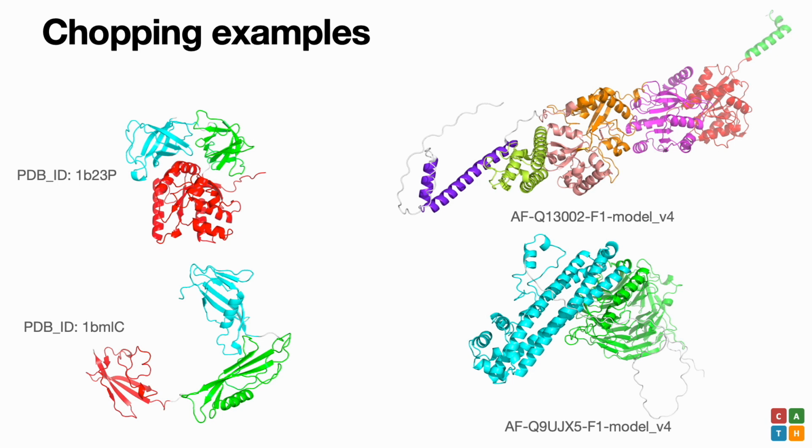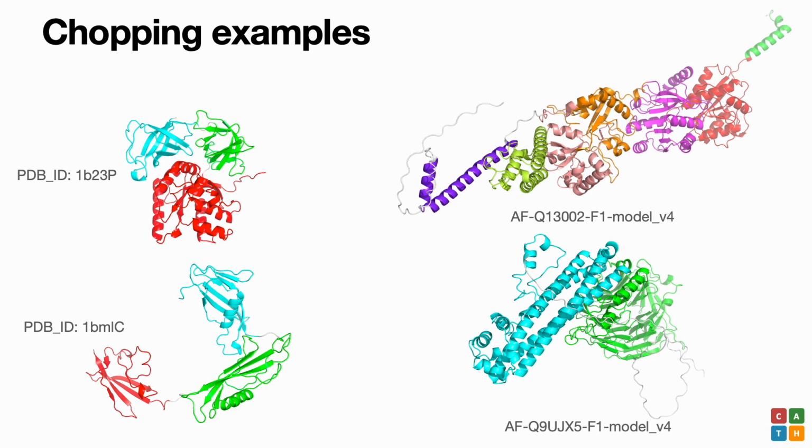The top one on the top right is a multi-domain protein. It's a multi-domain chain, and you can see that it would be quite problematic also for a human curator to find the exact boundaries for this, and the model does pretty well. The one on the bottom right is even more tricky because it consists of two discontinuous domains.